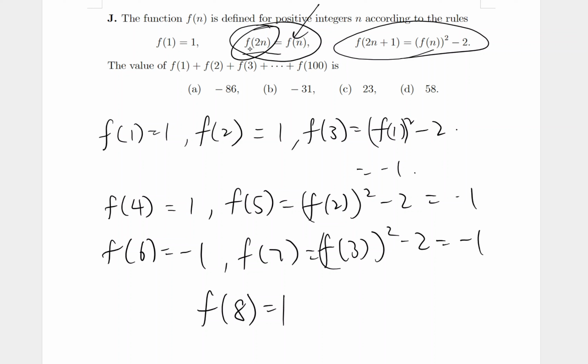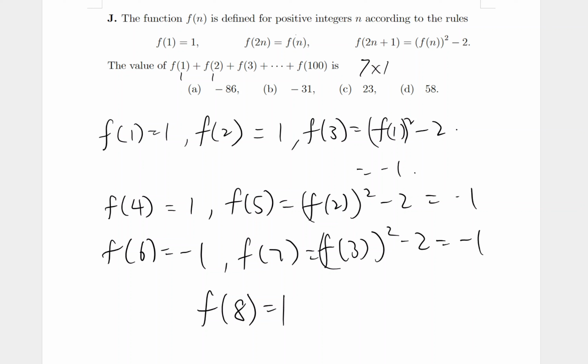Okay, in that case, that makes life easy because it's just a bunch of 1s and minus 1s going on in the sequence. So f(1) is 1, f(2) is also 1. We just have to think about how many plus 1s there are. So f(1), f(2), f(4), f(8), f(16), f(32), and f(64). After that counting, there's 7 of them. So I have 7 positive ones, and the remaining are negative ones, which is 93 of them.